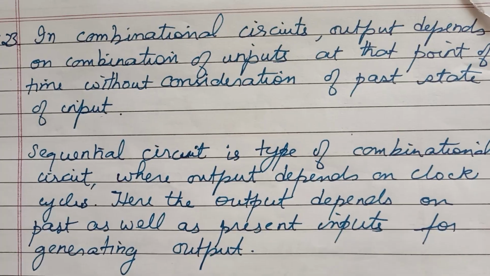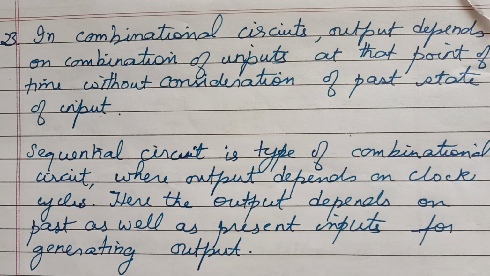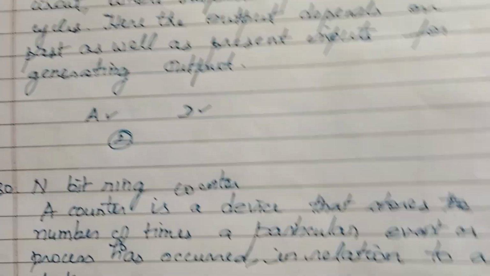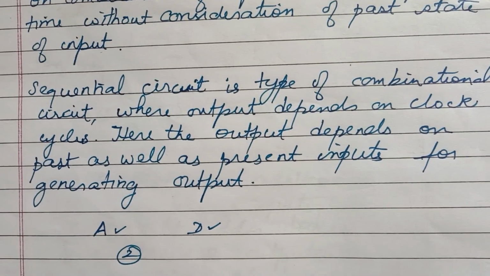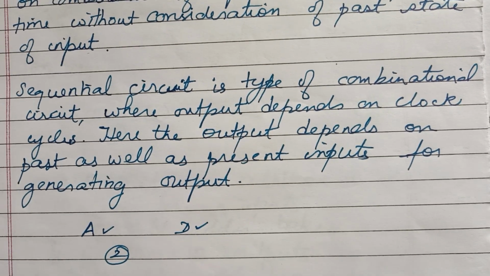In combinational circuits, the output will depend on the combination of inputs. That is, at any point of time, the consideration is only on the current input and not about the past state of the input. That is what a combinational circuit does. A sequential circuit is one where the output is in clock cycles and the output depends on the past as well as the present inputs. So only in a sequential circuit does it depend on the past as well as the present inputs.